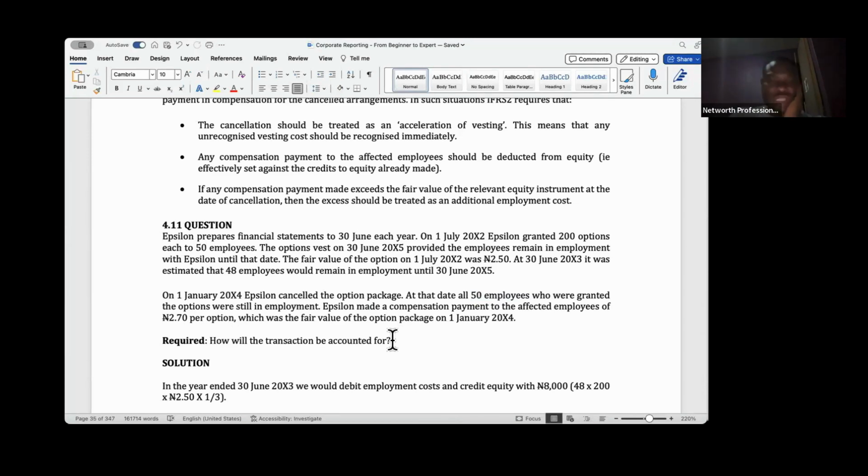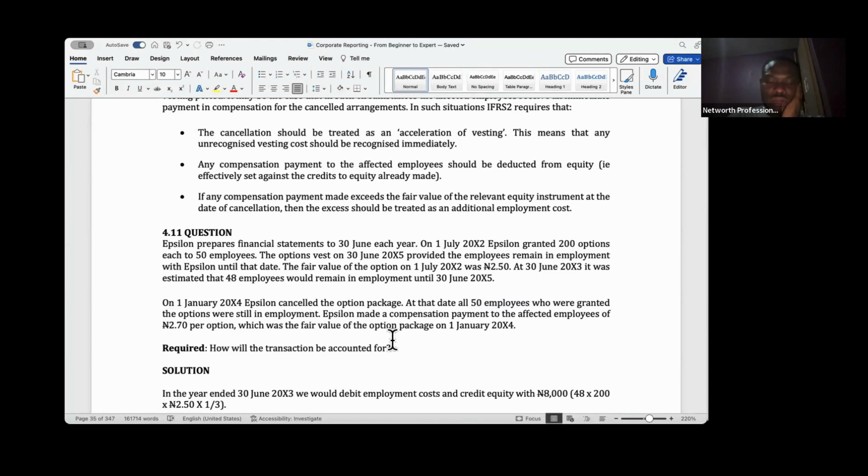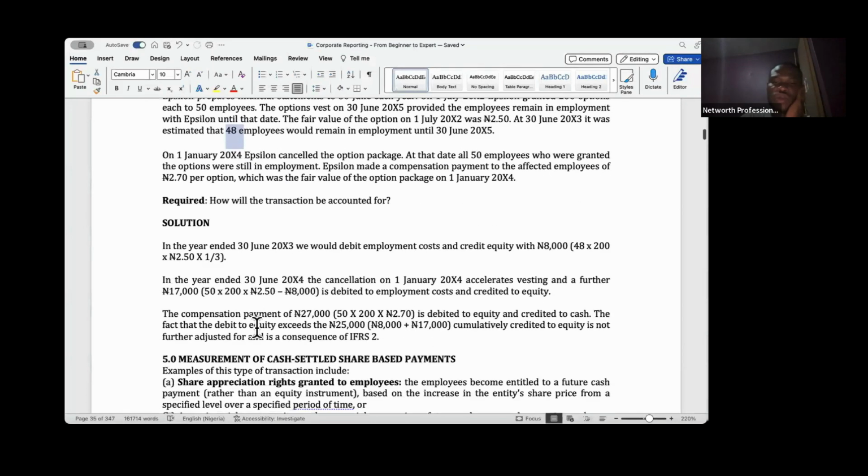Okay, so 2 years in consideration here again. It all started from 1st July 2002, and we have 200 options to 50 employees. The fair value of the option at the grant date is 2.50 naira. We're now told that at the end of the first year, and I told you we make estimates at the end of every year, it was estimated that 48 employees would remain in employment. So we are going to base our valuation on 48.